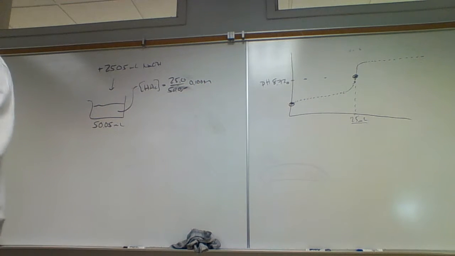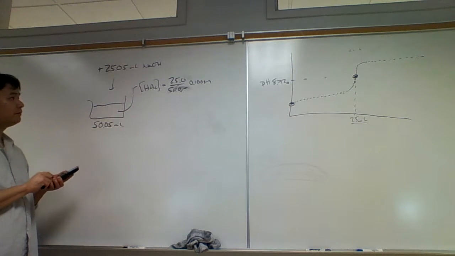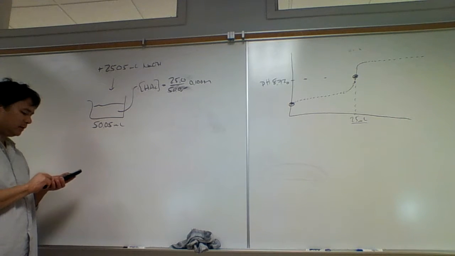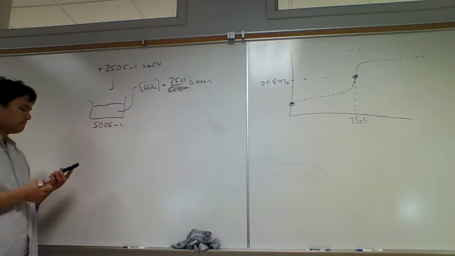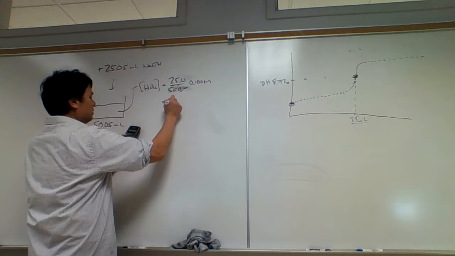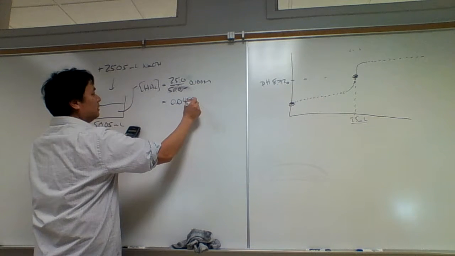So let's see what that is here. 25 times 0.1 divided by 50.05. So it's close to 1/2 dilution. It's slightly more, 0.04995.